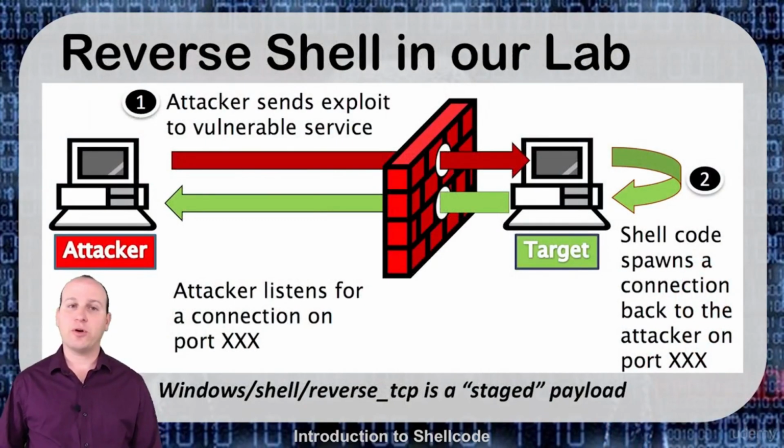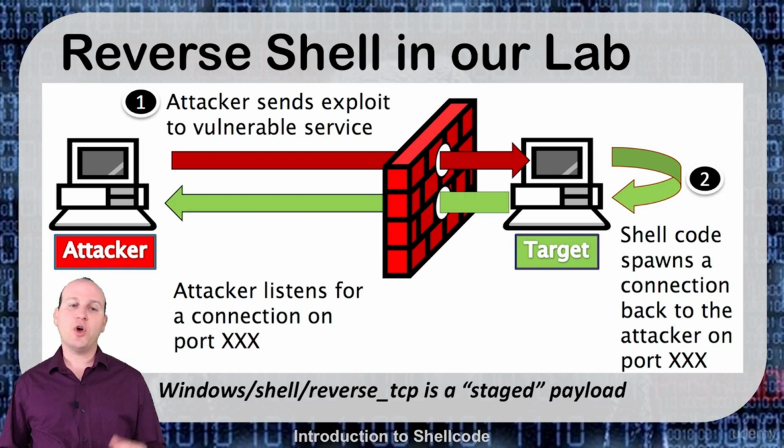So in our lab, what are we going to do? We're going to use a reverse shell. So we're going to send out that exploit on the service. It's going to spawn the connection back to the attacker on a given port. In our case, we're going to use 4444, which is the default for Kali Linux. If we wanted to hide, we could try to make it a random high port, or we could do like 443 so it looks like a secure web tunnel. And then the attacker can listen for a connection back on that port.